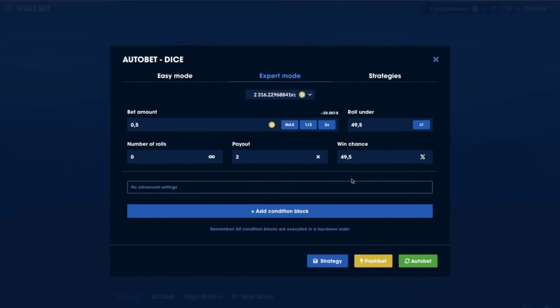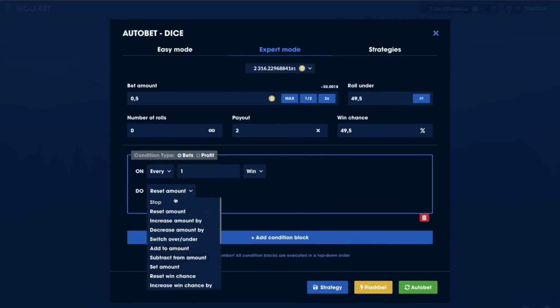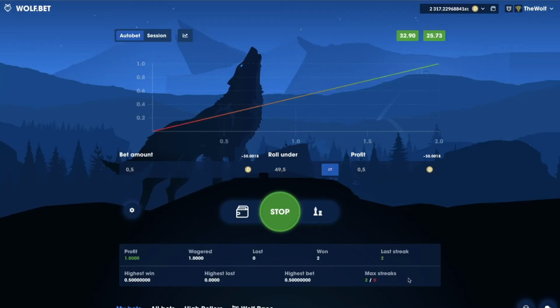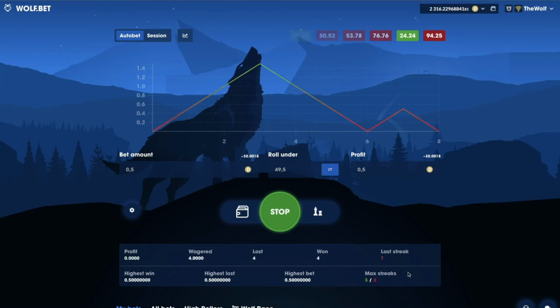Similar to win chance, you can also change your payout in several ways during an Autobet session. For example, if you have a payout of 2x, you can select Increase Payout by and type 100%, every 5 losses for example. And this will make your payout double on every 5 losses. Watch this. As you can see, on every 5 losses our payout is now doubling.